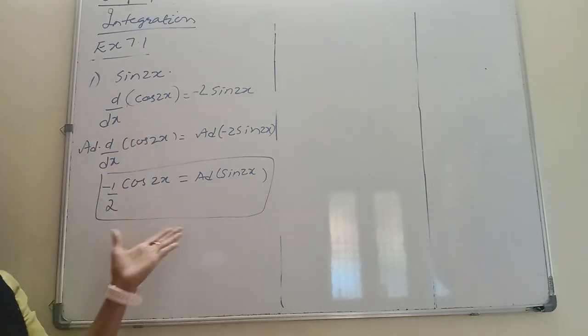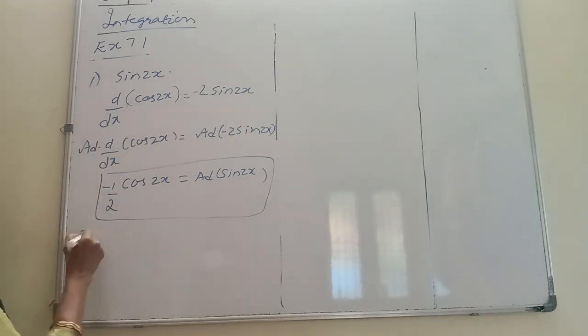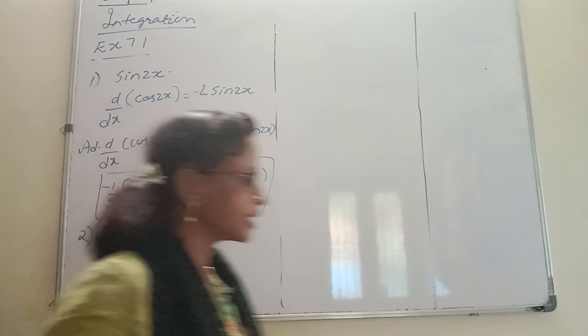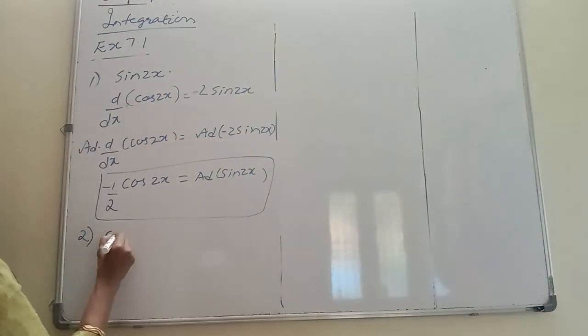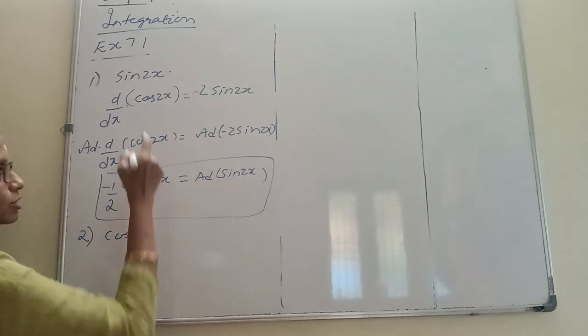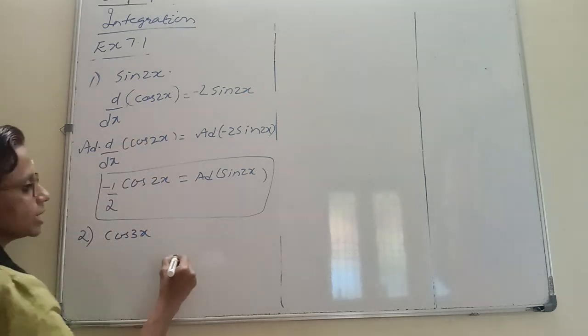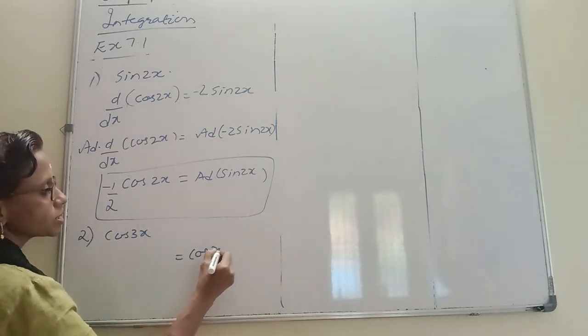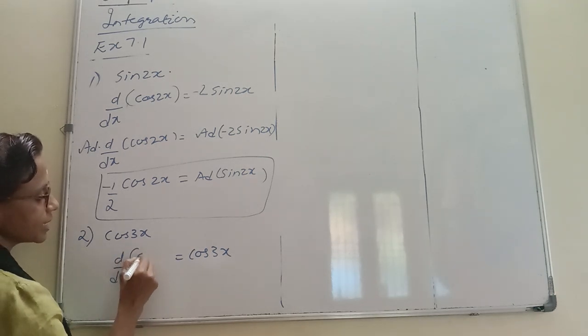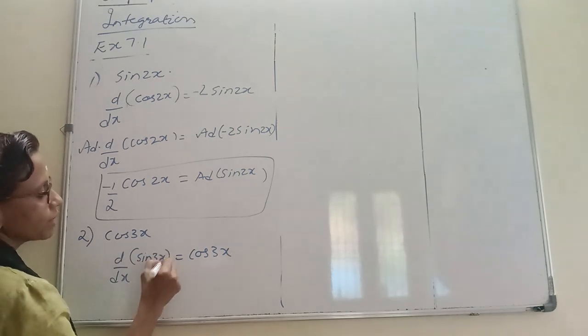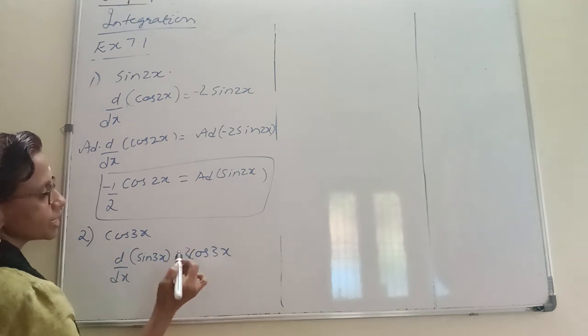This is the procedure. Also we can take the second problem here. They ask us to find the antiderivative of cos 3x. So let's look at it the way we looked at it previously. If we had to get the derivative of sine 3x, we would have got 3 cos 3x.